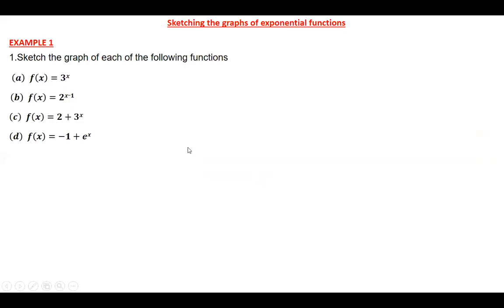So we proceed. We move on to the next question, B. B is saying f of x is equal to 2 raised to power x minus 1. That question you also solve the same way we solved the previous question. You first identify your horizontal asymptote.